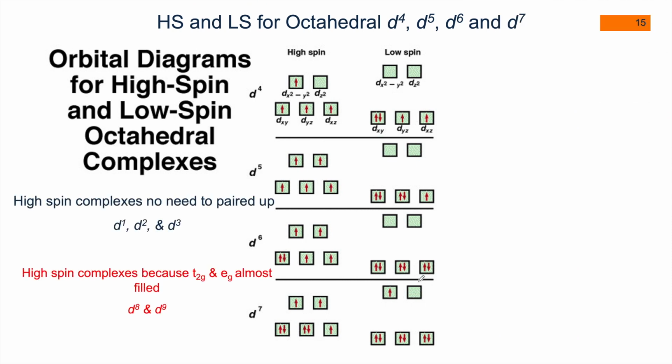Other than that, this is a summary and also examples for you to refer to for the orbital diagrams of high spin and low spin octahedral complexes, starting from d1 until d9. You can see here the difference between the high spin and low spin complexes based on the types of ligands. I also give you the high spin complexes with no need to pair up, especially for d1, d2 and d3. And then the high spin complexes where the T2g and Eg are almost filled, for example d8 and d9. I have also included d4, d5, d6 and d7 for your reference.